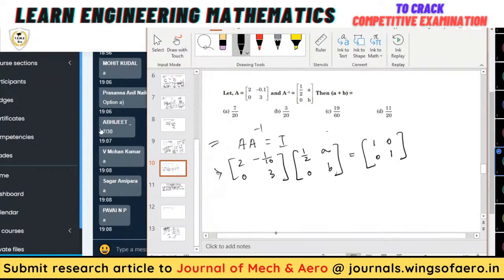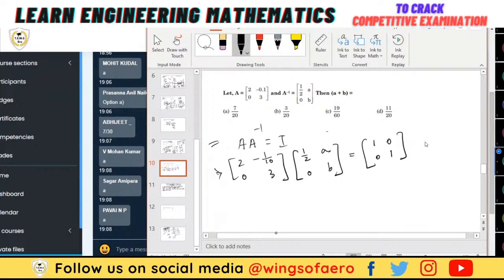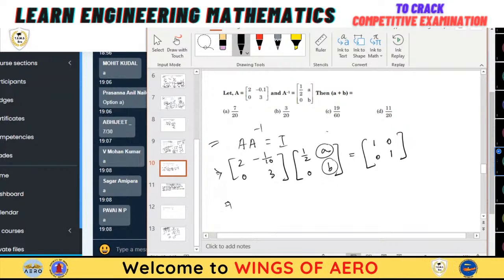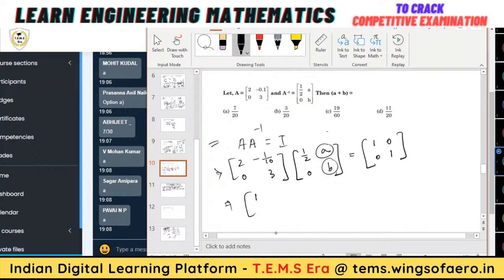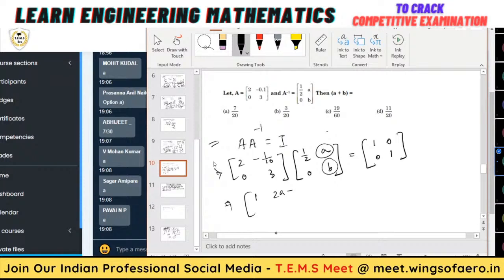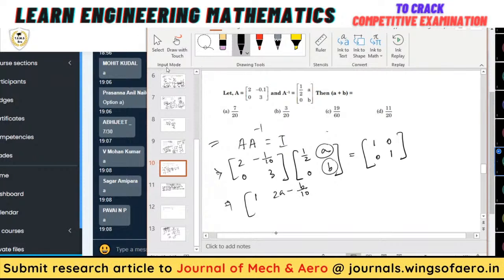Okay, so A inverse equal to A plus B. If it is this one, how can you do this? Very easy, very simple. You just need to find out these two values. Just simply multiply this. 2 into half is equal to 1, and it is 0. So it is 1. It is 2A minus B by 10.